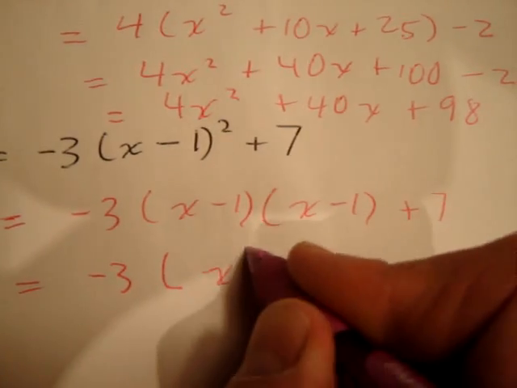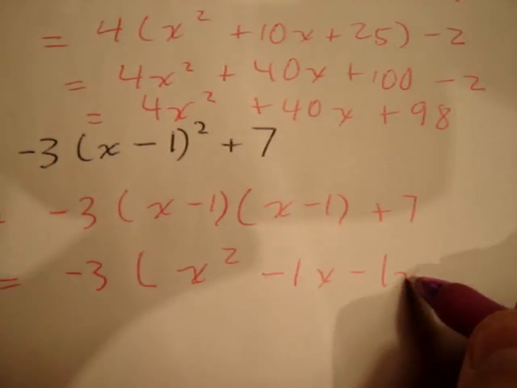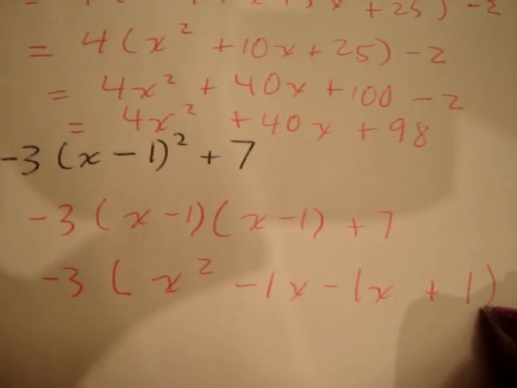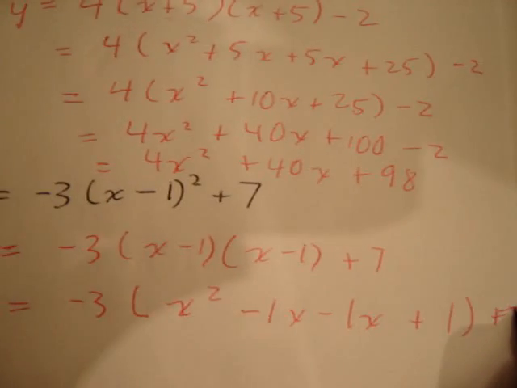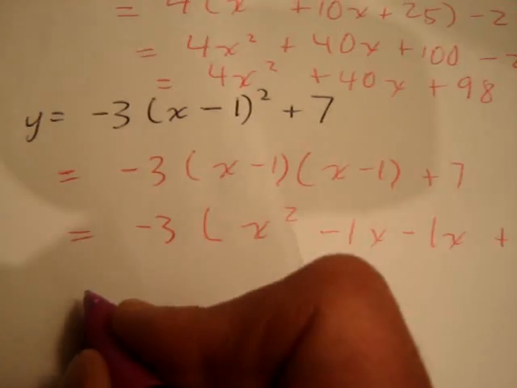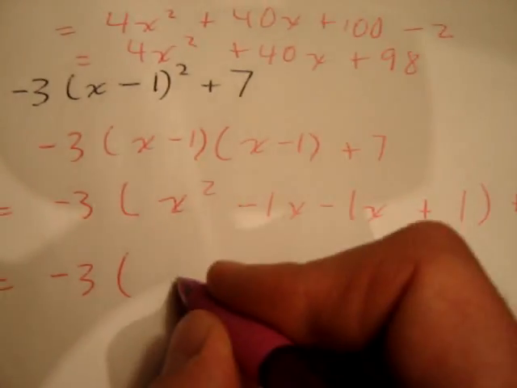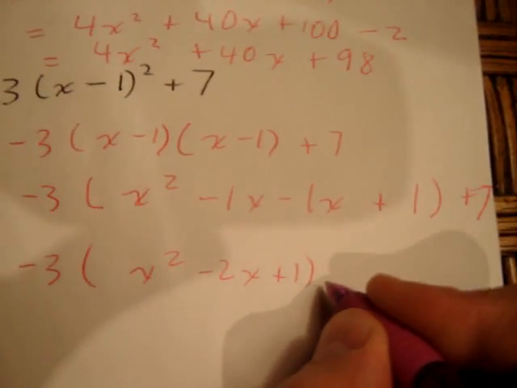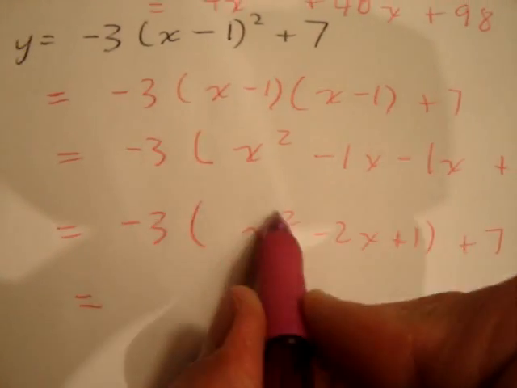We get x times x is x squared, minus 1x, minus 1x. Now a negative 1 times a negative 1 equals positive 1. Close our bracket and we add 7 on the end. Well, we then get negative 3 times, collecting like terms in here, x squared minus 2x plus 1, and then plus 7.